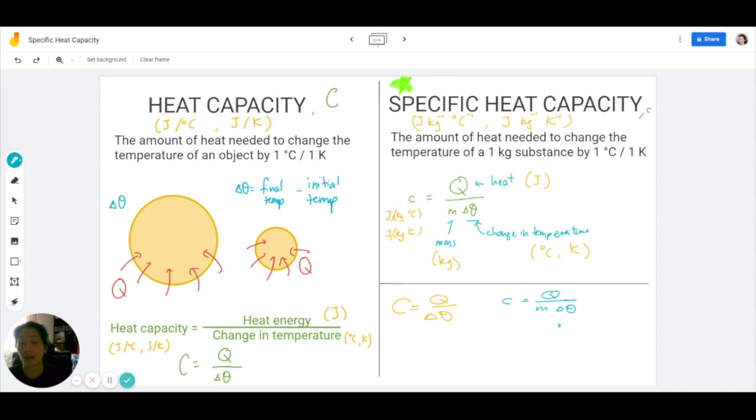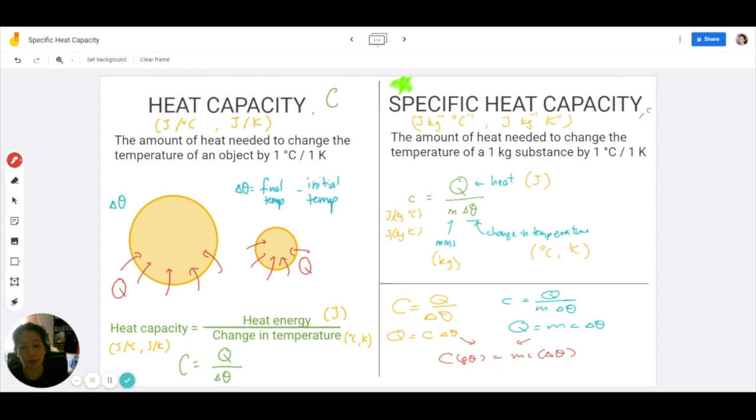Now, of course, you can see they're not exactly the same. Specific heat capacity has mass inside, but we can relate heat capacity and specific heat capacity this way. So what we can do is we will rewrite this formula. So we get Q equals C, change in temperature. And for specific heat capacity, we'll rewrite this as Q equals mc, change in temperature. If these Q's are the same, we can combine them this way. So you can get C, change in temperature, equals mc, change in temperature.